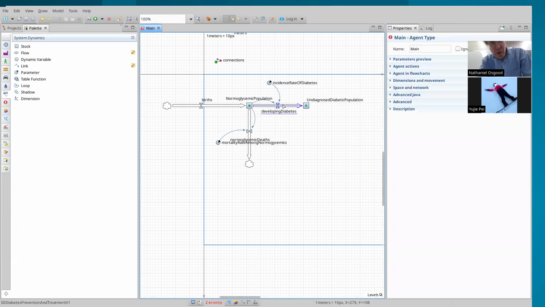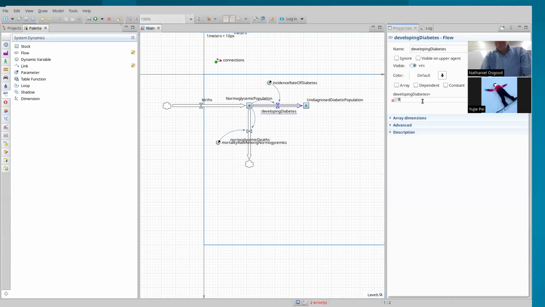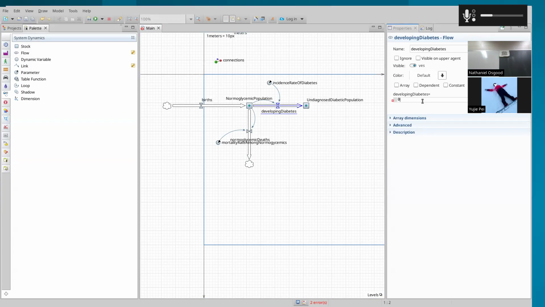And what is the formula here going to be? Anyone? What is the formula going to be? Yeah, times the normal number. And you've just discovered this general pattern. This is called a first order delay.